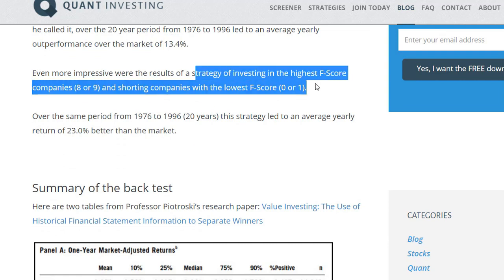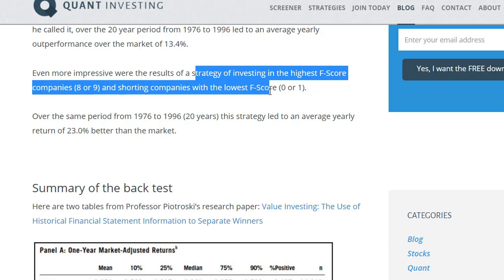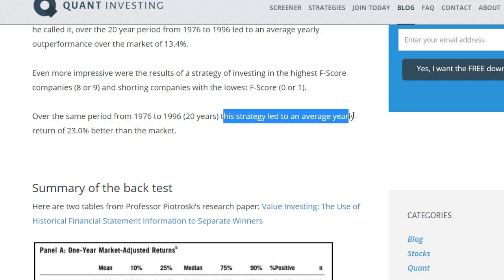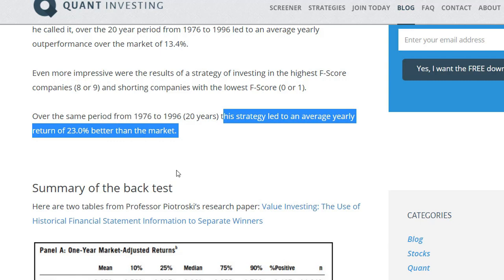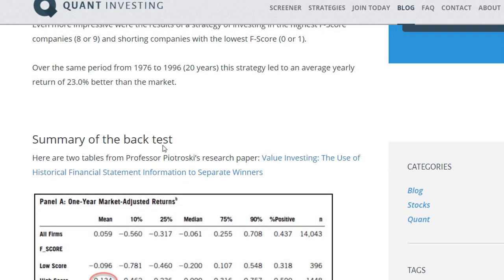He bought the stocks that had 8 or 9 in the Piotroski F-Score, but at the same time shorted the companies with the lowest scores, meaning 0 or 1. Now that was even more astounding because that strategy led to an average yearly return of 23%, and not just 23%, but 23% better than the market. So I don't know about you, but personally I am not outperforming the market by 23% each and every year, but let's see if it is possible.